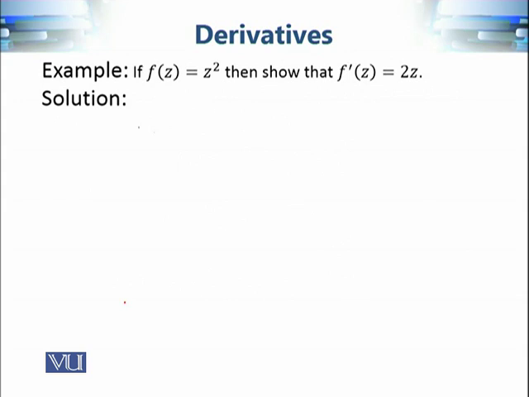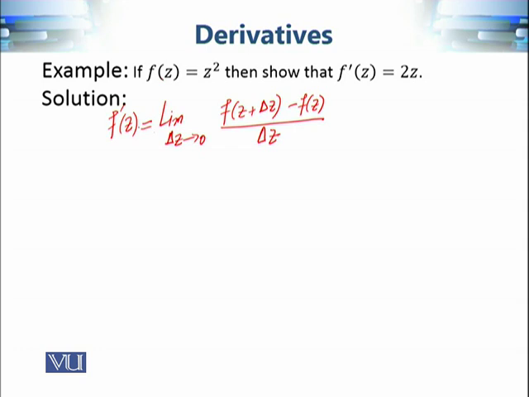Now let's try to solve some example. Let's try to find the derivative of this complex valued function. Now we know the definition. We know that f prime z is basically equal to the limit as delta z approaches 0 of f of z plus delta z minus f of z, divided by delta z.